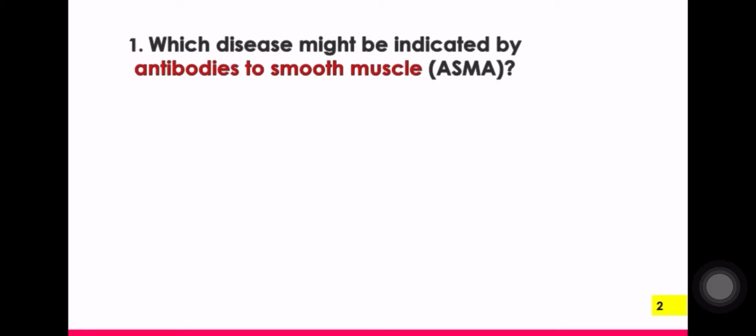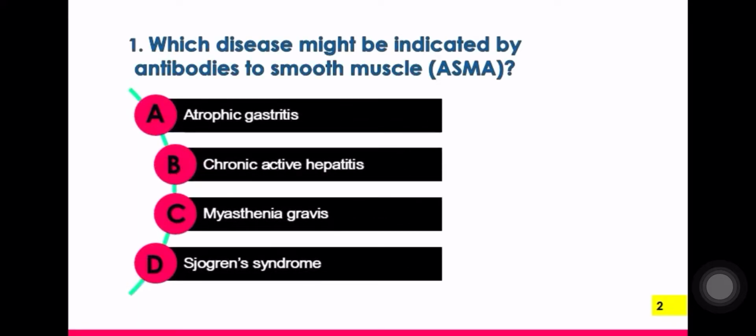Number 1. Which disease might be indicated by antibodies to smooth muscle? A. Atrophic gastritis, B. Chronic active hepatitis, C. Myasthenia gravis, or D. Sjogren's syndrome. Again, which disease might be indicated by antibodies to smooth muscle?